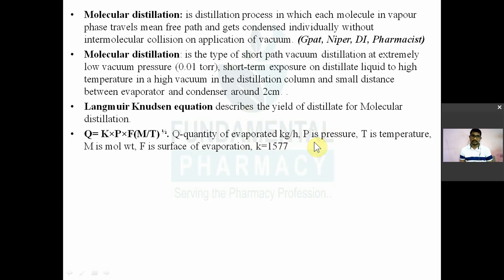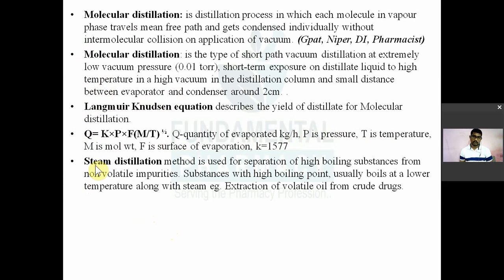Okay, P is the pressure, T is the absolute temperature, M is the molecular weight of the individual component, F is the surface area of evaporation, and K is the constant. यहाँ पे इतना याद रखो, just remember this Langmuir equation is related with the efficiency of molecular distillation. Now again steam distillation. Next method is steam distillation.